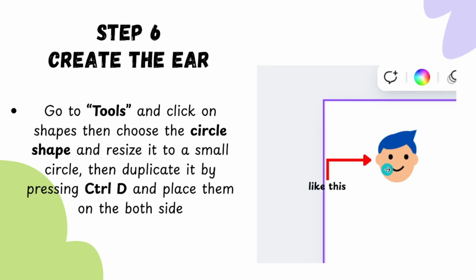So the next one is for us to create the ear. We can create the ear by simply going to tools, get our circle shape, and then duplicate it into 2 by pressing Ctrl D, and then we get 2 circles. Then we change it to the color of the face, right? And then just place it at the right and the left side of the face, right?